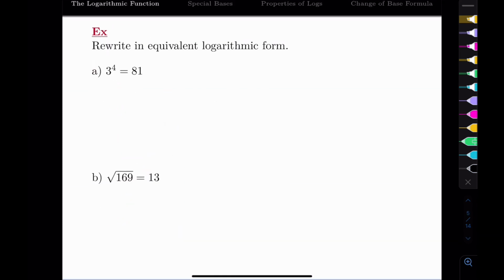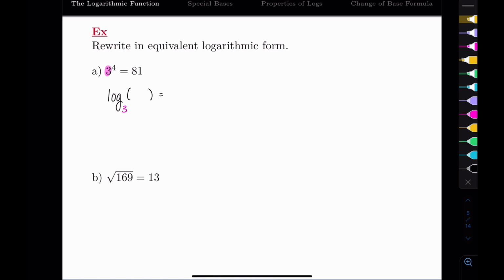Okay. Now let's try the other way. Let's put this in its equivalent log form. When I start by writing this out, I start with log. My base is 3. So this is log base 3.